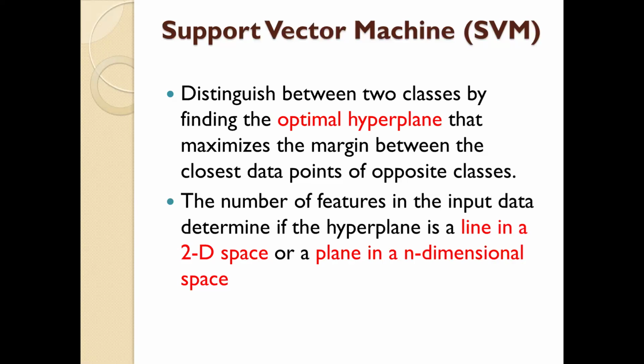The unique aspect of SVM is it differentiates the two classes by identifying the optimal hyperplane that maximizes the margin between the two closest data points of opposite classes. The number of features in the input data determines if the hyperplane is a line in 2D space, or a plane, or in n-dimensional space.